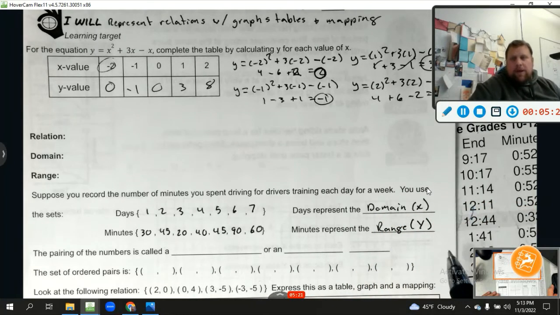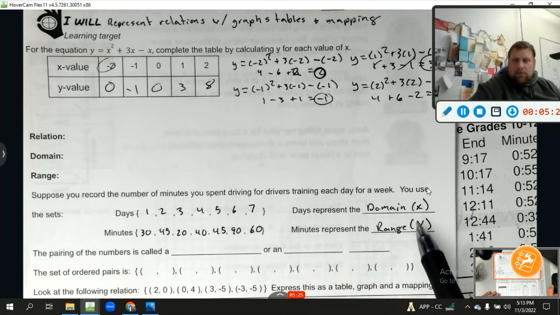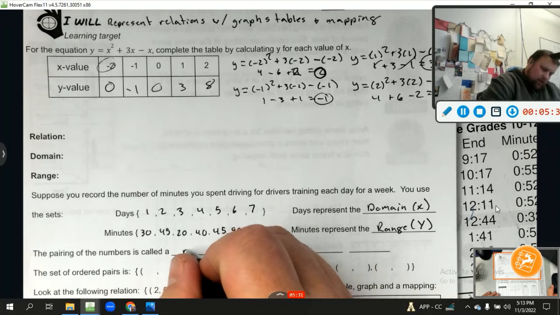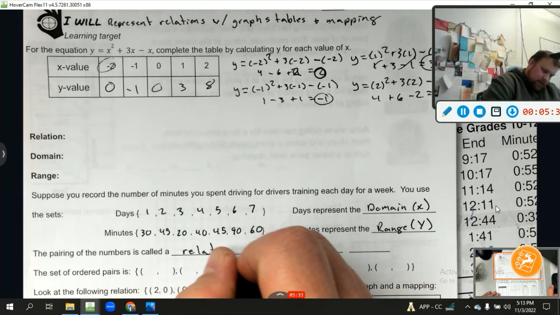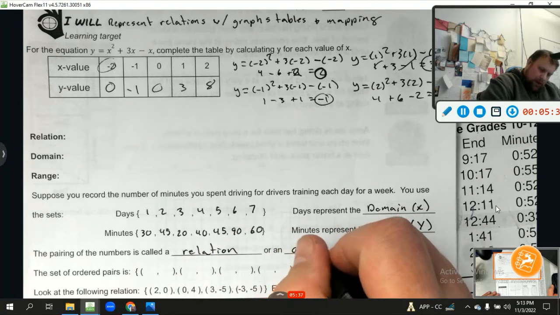Math is always alphabetical also. D comes before R in the alphabet, X comes before Y in the alphabet. See how it works there? The pairing of the numbers is called a relation. I said that a second ago. That's the paragraph I got it from. Or an ordered pair.